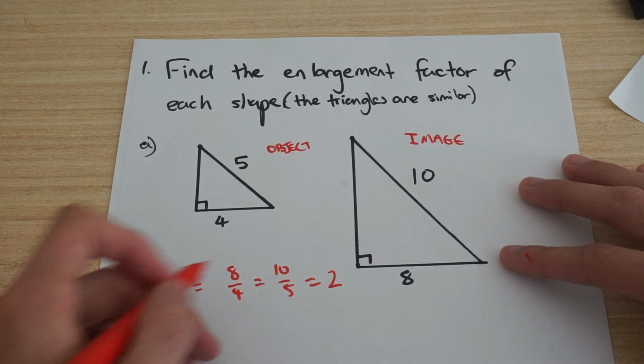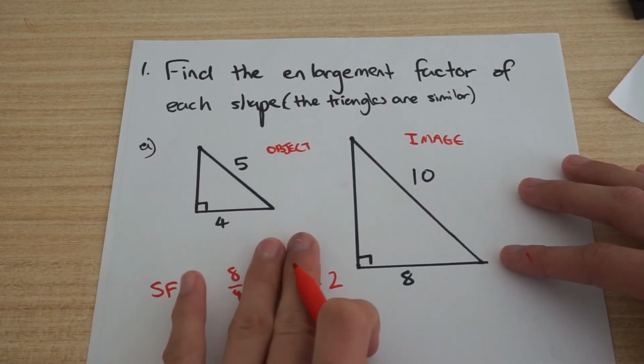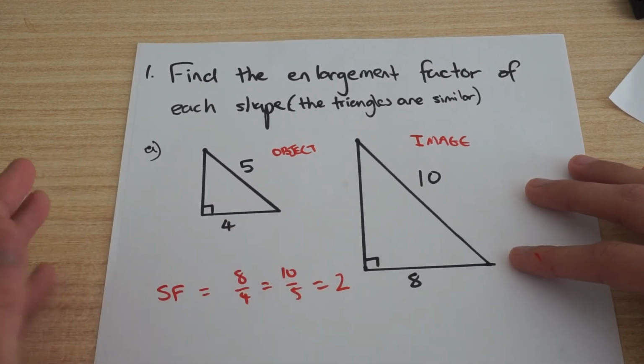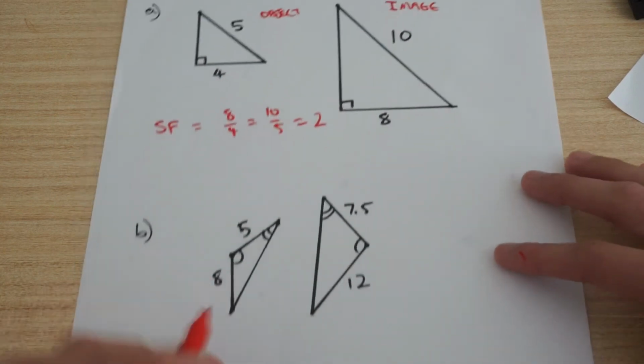The reason you do 2 ratios is so you can confirm. Just having 1 ratio doesn't really indicate that as clearly. So use all the lengths that you're given in the figures.